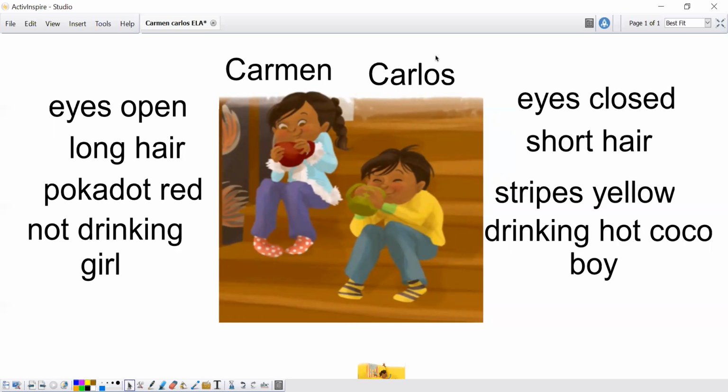Now let's explore a little bit more as we practice the skill of comparing and contrasting.